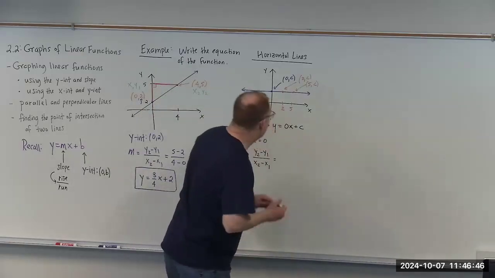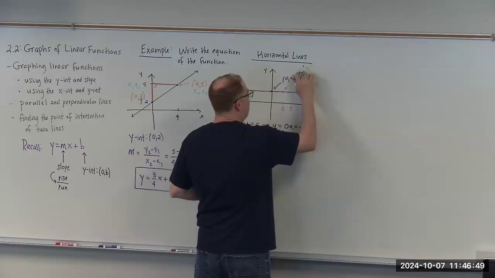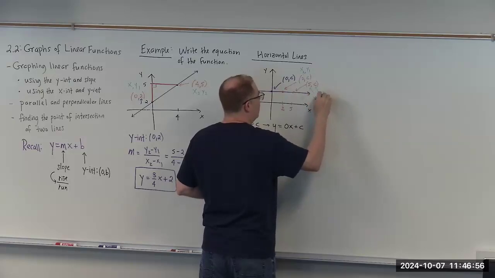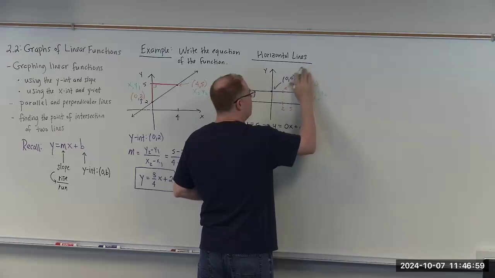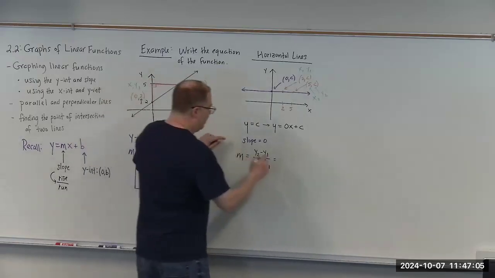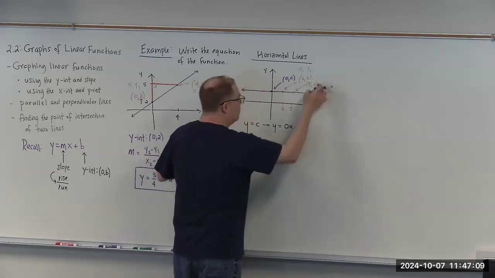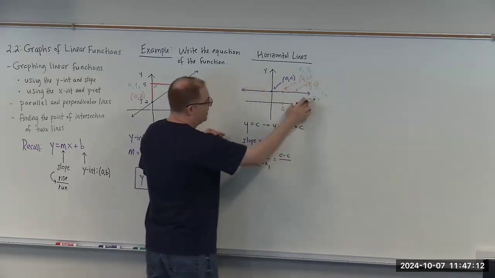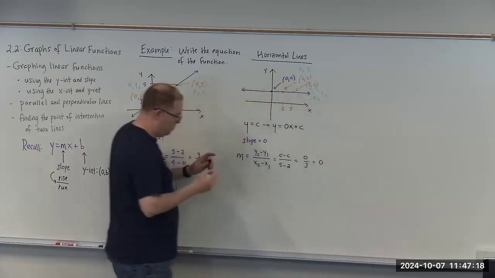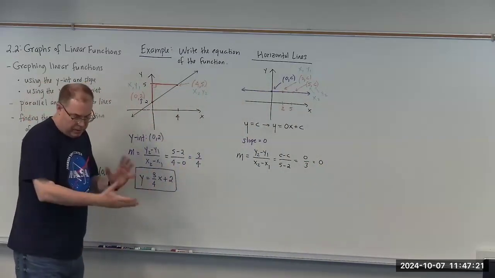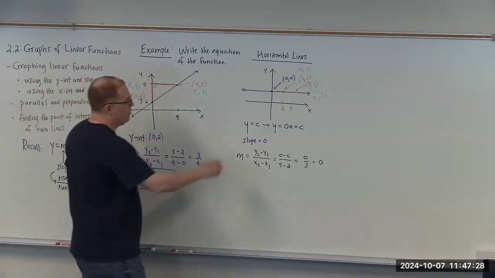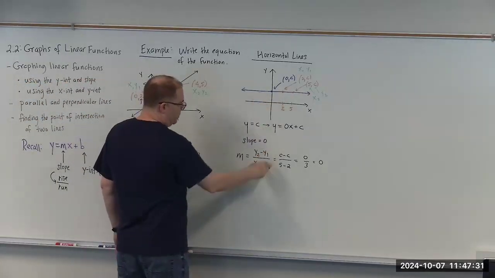I'm going to call this x1, y1, and I'll call this x2, y2. So we have y2 minus y1, this one minus this, and on the bottom we have x2 minus x1, so 5 minus 2. This provides another reason why the slope is 0. For any two points you pick on this line, the slope is always going to be 0.